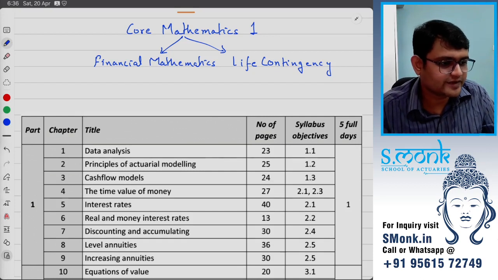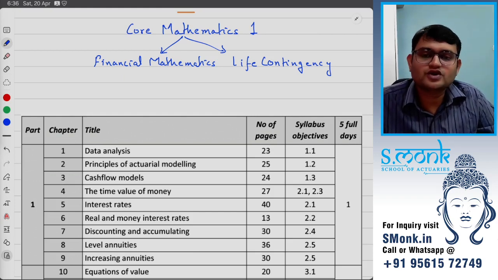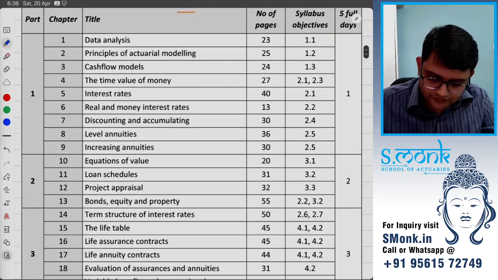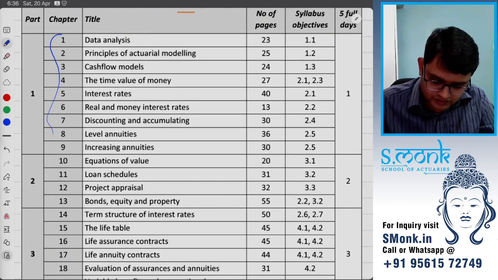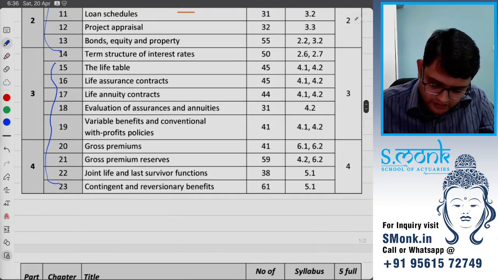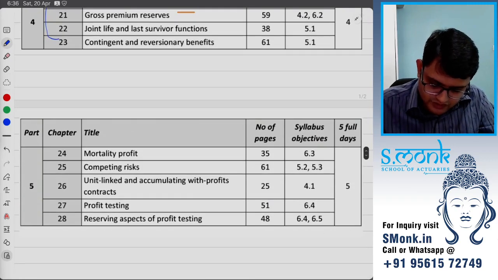When we talk about financial mathematics, we are going to go from very basics of finance, that would be simple interest and compound interest, and go up till how to analyze any financial instrument or financial body. Okay, so the first 14 chapters are about financial mathematics. These first 14 are FM, and from 15 to 28, here it's showing only 23 because we have it here. Okay, so this is LC, these are also LC, life contingency.